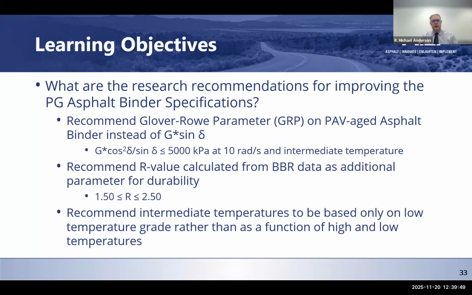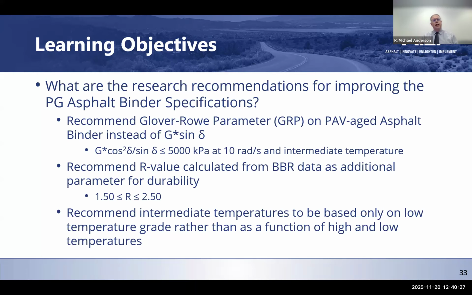And what were their recommendations coming through this work? Again, you can find this in NCHRP Report 982. They recommended the Glover-Rowe parameter replace G-star times sine delta as the intermediate temperature parameter after PAV aging. Glover-Rowe is defined as G-star times cosine squared delta divided by sine of delta. They placed a maximum limit on that, just like we have for G-star times sine delta, recommending the same value of 5,000 kilopascals at 10 radians per second at the intermediate test temperature.